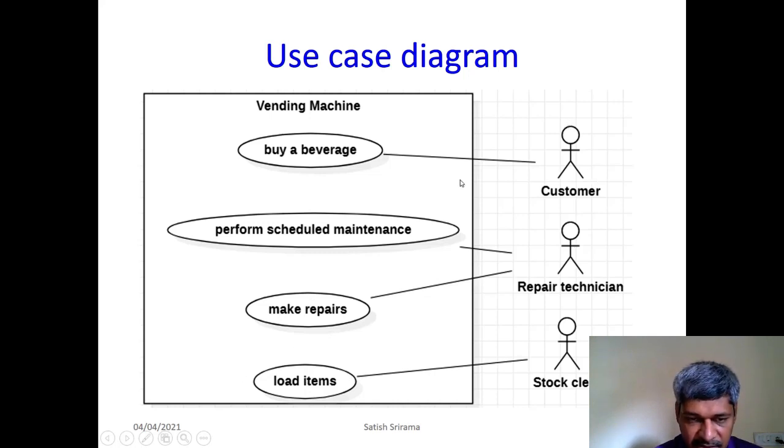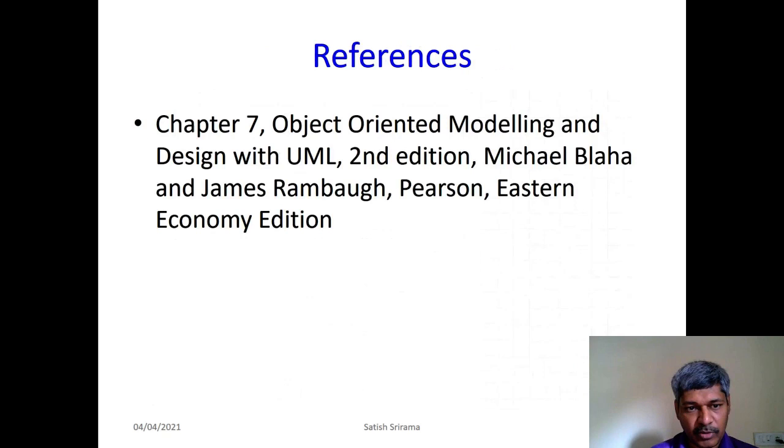The customer is invoking this buy a beverage use case. A repair technician can interact with perform scheduled maintenance and make repairs. A stock clerk can interact with the load items use case. So this is about use case models.